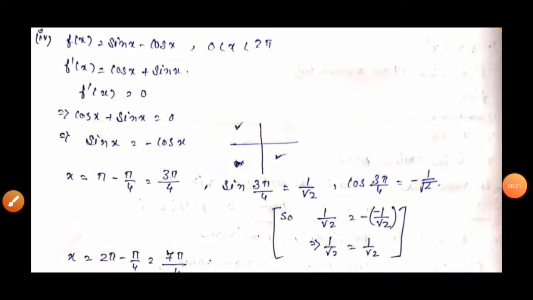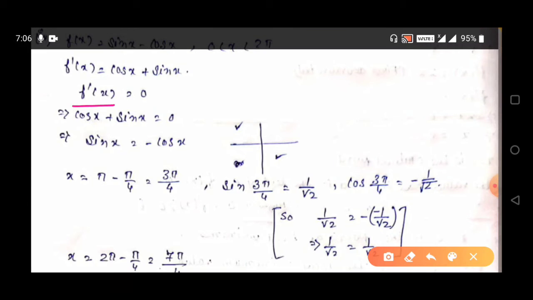Question number 4 is given: f(x) is equal to sin x minus cos x. It is a similar type of question as given in question number 3, but here x belongs to 0 to 2 pi. Here I am doing it using the second derivative test. So f dash x is equal to cos x plus sin x. Now to find the critical values, we have to assume that f dash x is equal to 0.